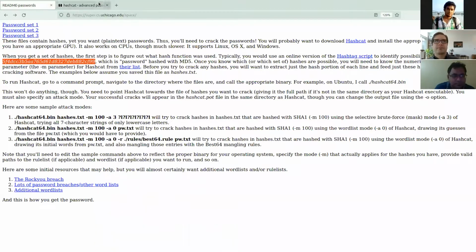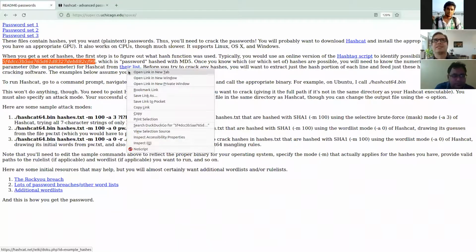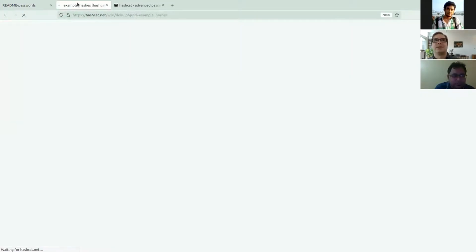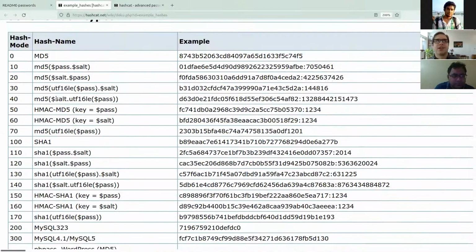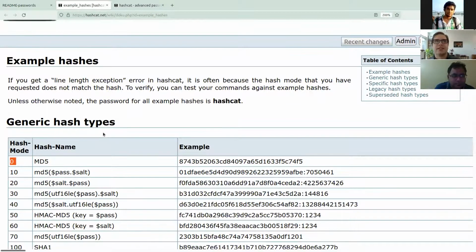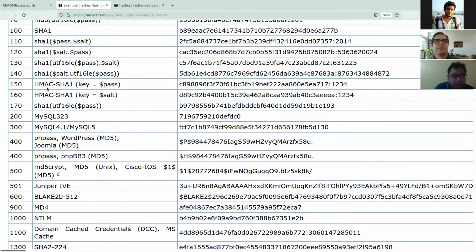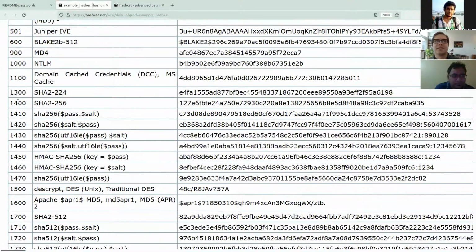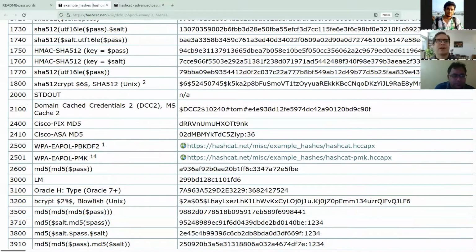All right. So then what you can do is, once you know the hash, you have to tell Hashcat which kind of hash you are trying to guess. So you look at their list and see, oh, was it MD5? If so, that's mode 0. If it's SHA-256, it's mode 1400.